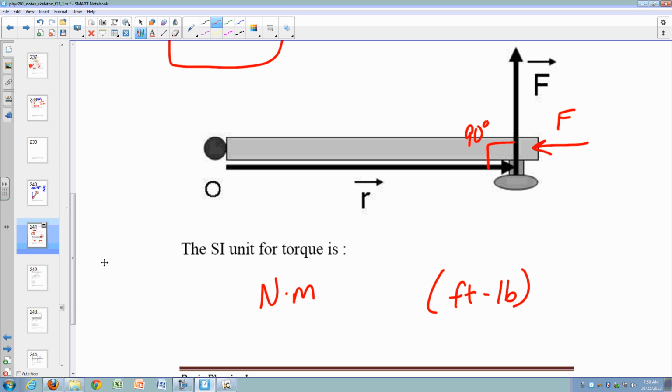Come on, what rhymes with dork? Torque, right. So, torque does too. Yeah, the torques have to add up to equal 0.